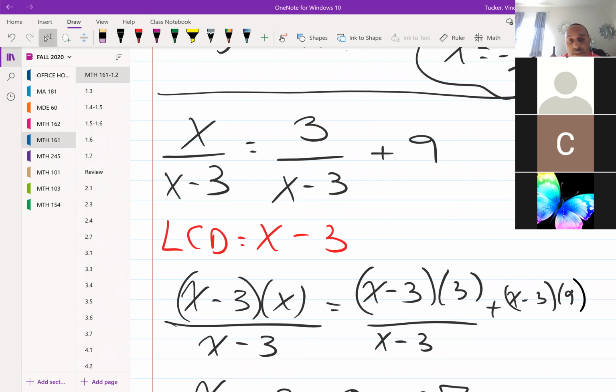x minus 3 times x over x minus 3. Then we have x minus 3 times 3 over x minus 3. And then we have x minus 3 times 9. Let me write that better.